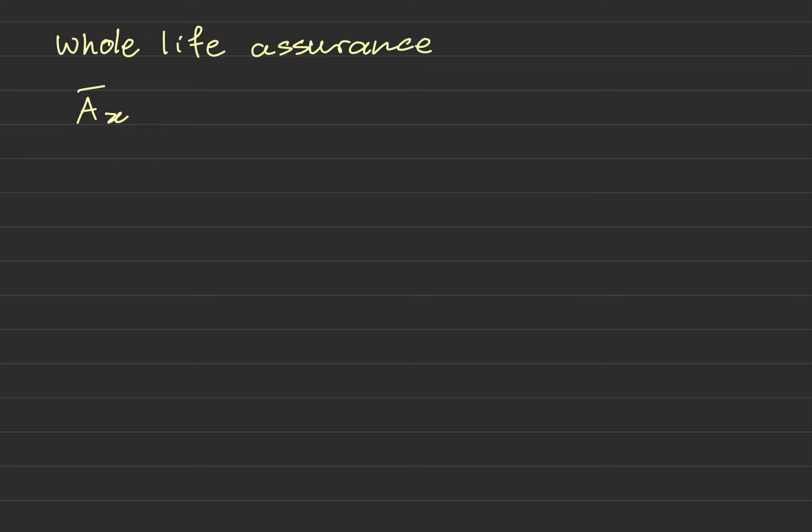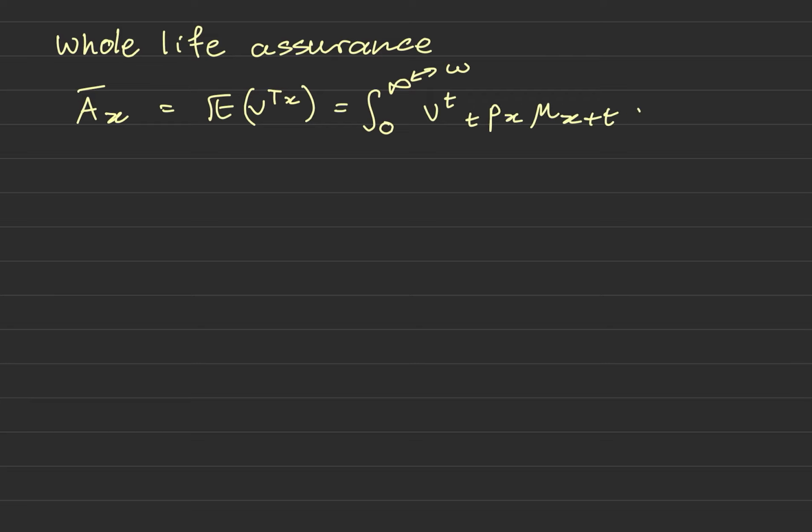So we have A bar x, and this equals the expectation of v to the T_x, T_x being the complete future lifetime of a life now aged x, and that's a random variable. As you can see, if I'm taking the expectation of this in order to get the expected present value, then v to the T_x is my present value random variable. And this equals the integral from 0 to infinity, and this infinity can be swapped out with omega, of v to the t, tp_x, mu_{x+t} dt.